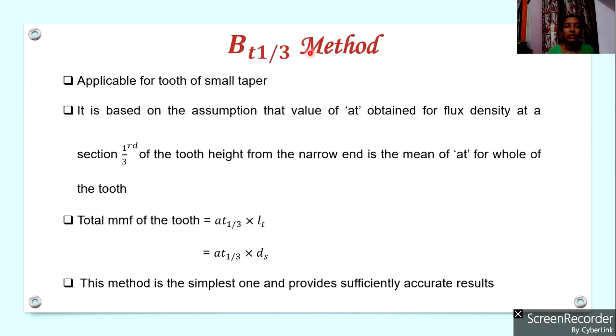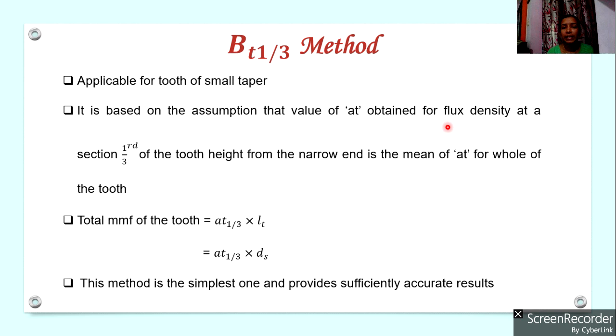Now the third method is the BT 1/3 method. So this method also is applicable for a tooth of small taper and simple form. And this method is based on the assumption that the value of AT obtained for a flux density at a section 1/3 of the tooth height from the narrow end is the mean value of AT for the whole tooth. So you have to listen to this statement.